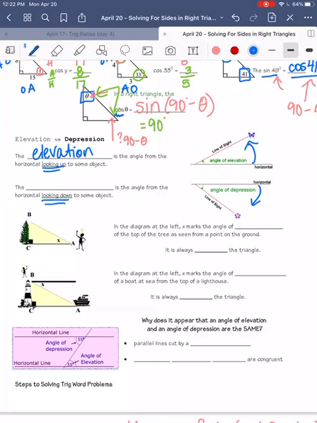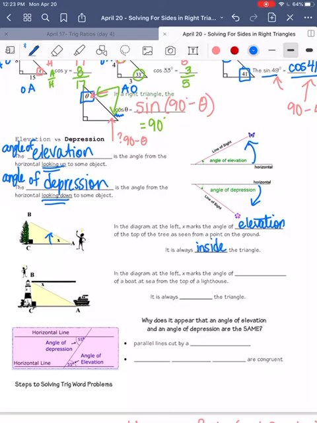All right. The angle, oops, I should have put angle. I'm sorry. And this one is the angle of depression. It is the angle looking down. Okay? So if you notice in this first picture, is this person looking up to the tree or looking down to the tree? So this person is looking up because the tree is higher than the person, right? So they're looking up. That's the angle of elevation. And it is always going to be inside of the triangle.